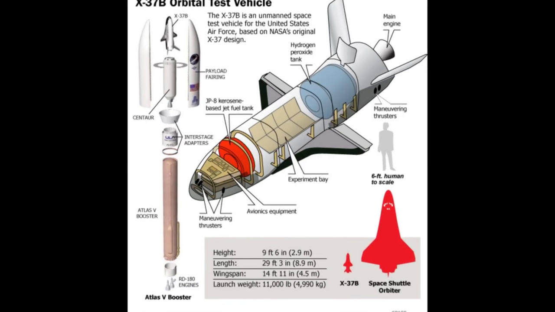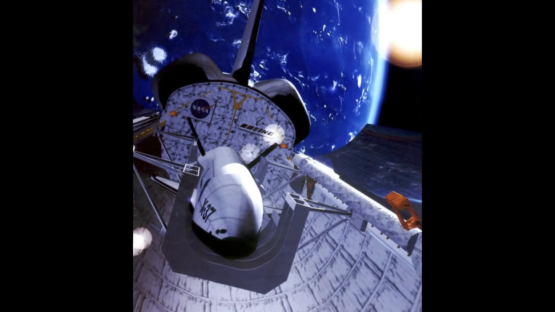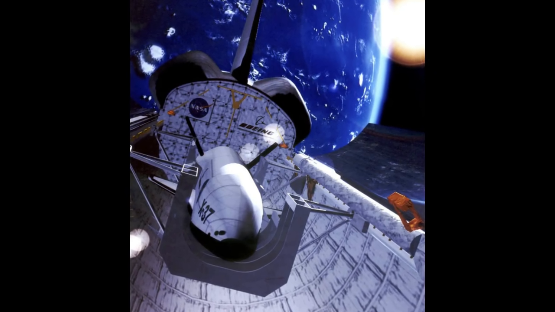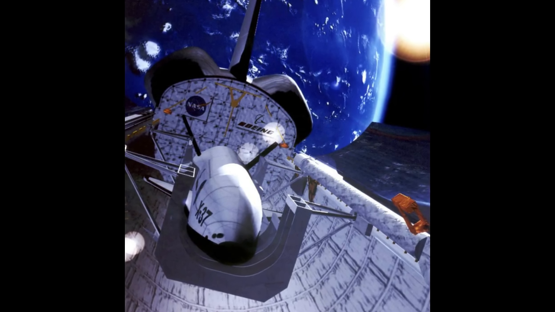The X-37 was originally designed to be carried into orbit by the Space Shuttle. Imagine a satellite in the payload bay of a shuttle in the payload bay of a shuttle. The STS program is filled with what could have beens.